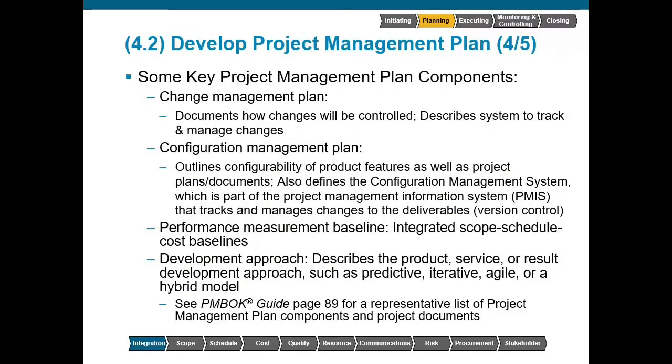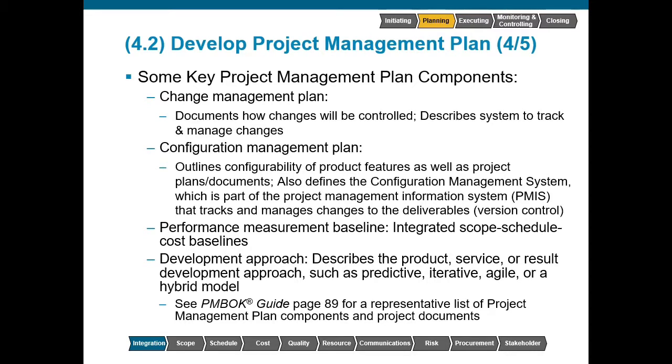Most of the components of the project management plan are produced as outputs from other processes. However, there are many components that are produced as part of this process and not listed as their own output. They're just organic to the project management plan. This includes the change management plan, which tells us how change will be controlled. It's going to describe the system to track and manage changes from the original request through evaluation, submission to a change control board, and eventual approval or rejection.